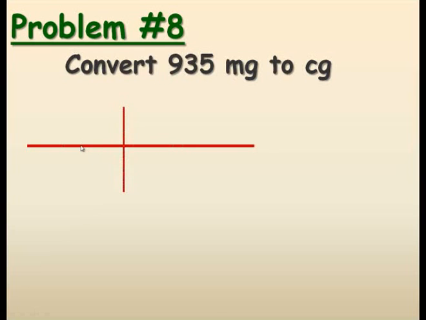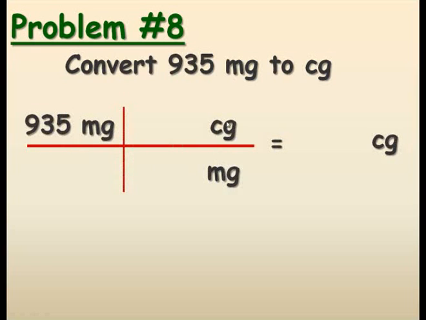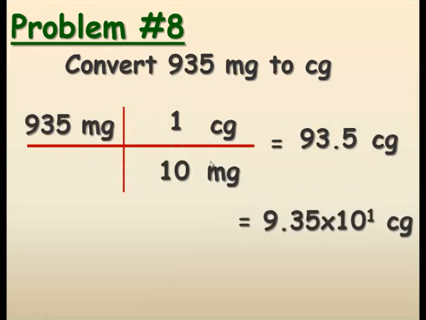Alright, you want to convert milligrams to centigrams. So I have 935 milligrams. And I want milligrams down here. And if I go from milligrams to centigrams, that's going to be a factor of 10, right? 10 milligrams in 1 centigram. And I end up with 3 sig figs, just like here. Okay.